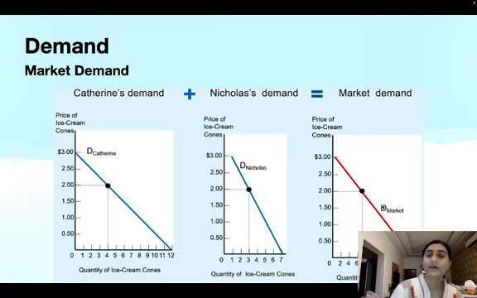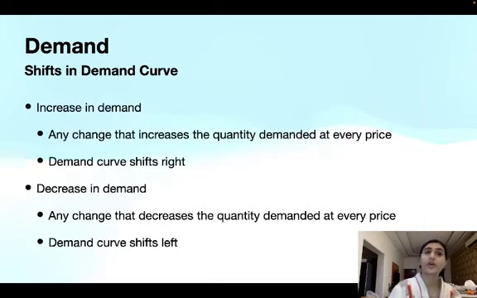And the rule remains the same: the law of demand says that the quantity demanded and the price of a good are negatively related to each other. When the price is rising, the quantity demanded is falling, and when the price is falling, the quantity demanded would increase.